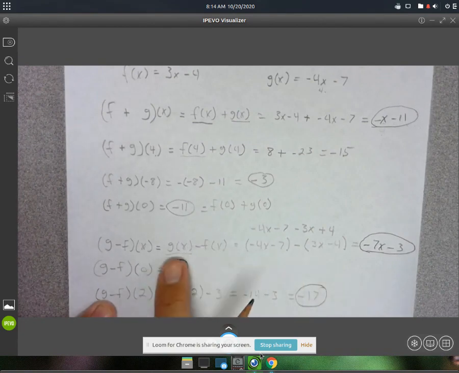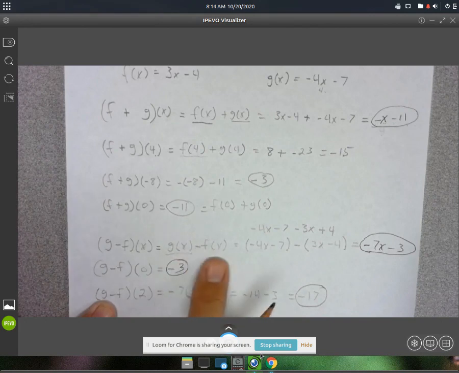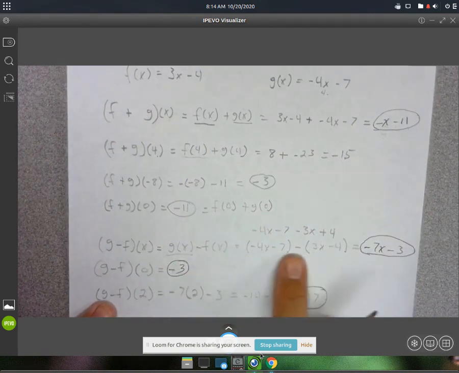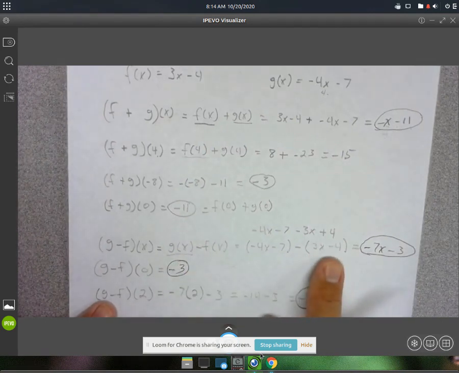On the minus ones, make sure you put these in parentheses. Make sure you write it in the right order too. It's g minus f, not f minus g. Then use your little distributive property right there, and you should be golden.